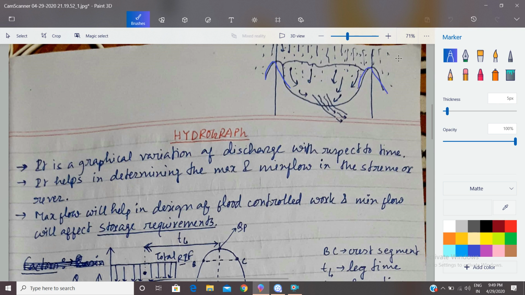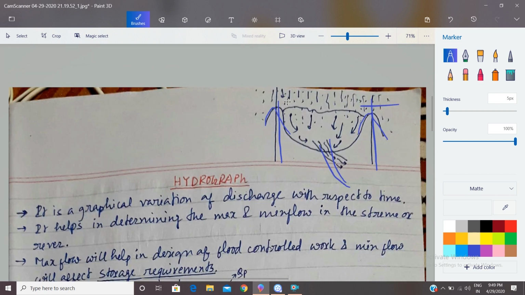Precipitation is happening all over, but the precipitation inside these ridge lines represents the precipitation inside this catchment only, and this will contribute to the single stream. So this is the main stream of that catchment, and all these precipitations inside this ridge line are contributing here to this stream.